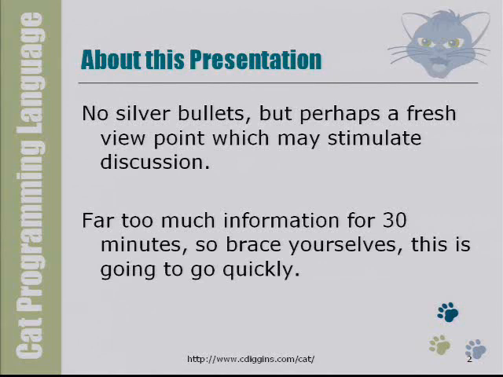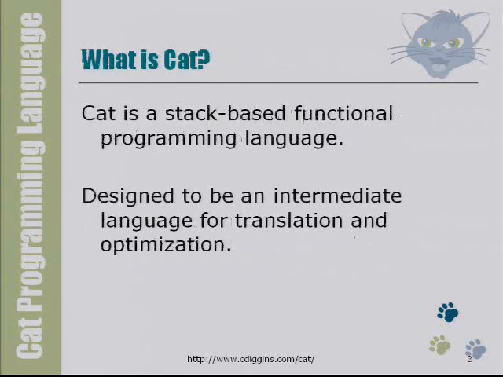As I'm saying here on this slide, I'm just trying to provide a new viewpoint onto the ideas of optimization and low-level representations of languages. So I'm just trying to encourage discussion. So CAT is a stack-based functional language, and it's designed to be a layer between multi-paradigm languages and the MSIL, or other low-level targets like assembly.